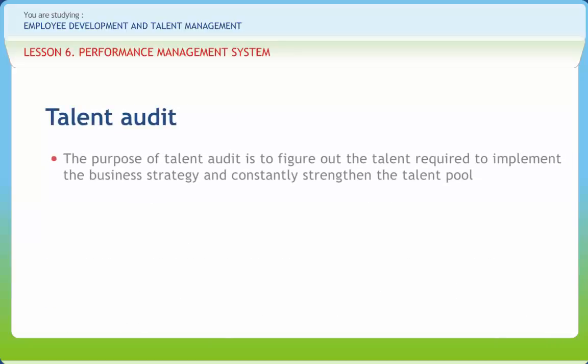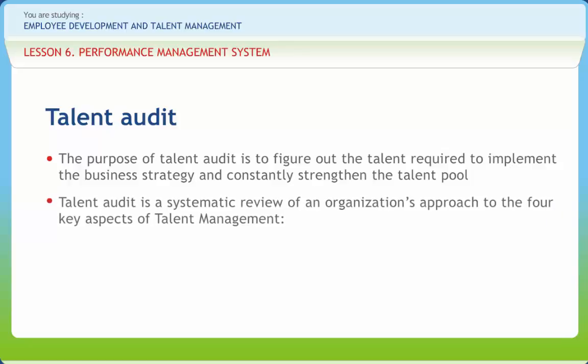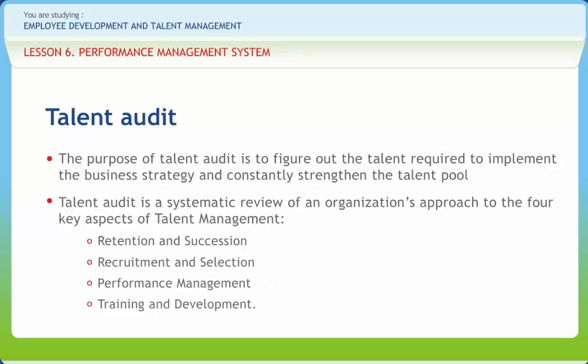The purpose of talent audit is to figure out the talent required to implement the business strategy and constantly strengthen the talent pool. The talent audit and planning process helps us identify talent for emerging roles in organizations. Talent audit is a systematic review of an organization's approach to the four key aspects of talent management. First is retention and succession, recruitment and selection, performance management, and last is training and development. It provides an organizational diagnostic and a practical implementation plan for a business-aligned talent management system.